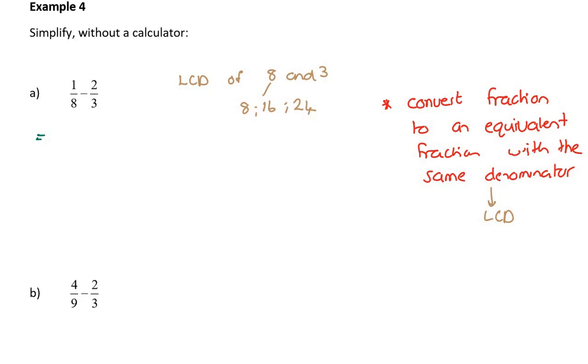So that means I'm going to convert the first fraction to a fraction over 24, the second fraction to a fraction over 24, and then my answer is going to be a fraction over 24. So it's exactly the same logic. My denominator does not change.